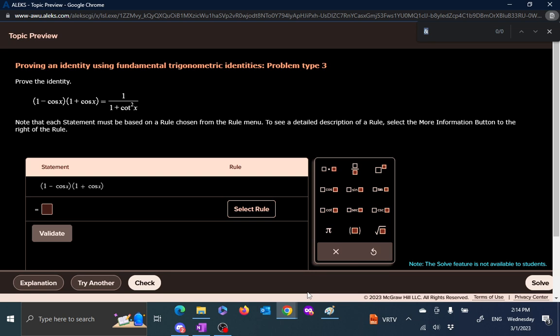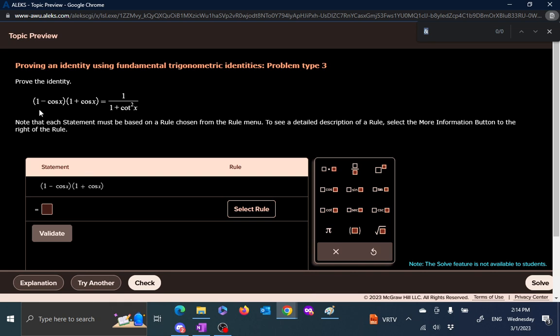Hi, welcome to our pre-calculus topic today, proving an identity using fundamental trigonometric identities, problem type 3. So gradually we go to more and more complicated exercises.